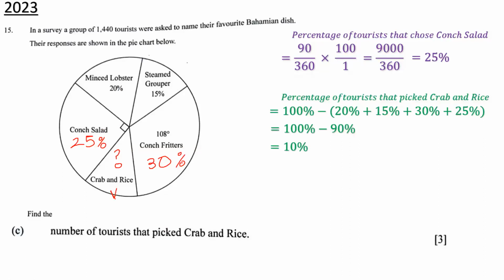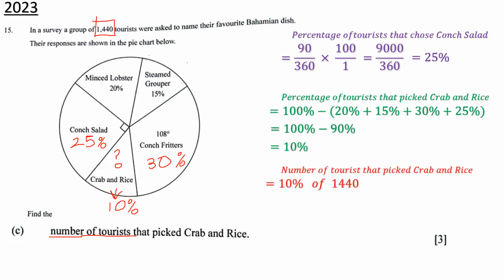But what they asked us for is not the percentage, even though we know that the percentage is 10%, right? What they asked us for is they want the number of tourists. They want the number of tourists that picked crab and rice. And so we have to do 10% of the total, right? 10% of 1,440. And so the number of tourists that pick crab and rice is going to be 10% of 1,440.